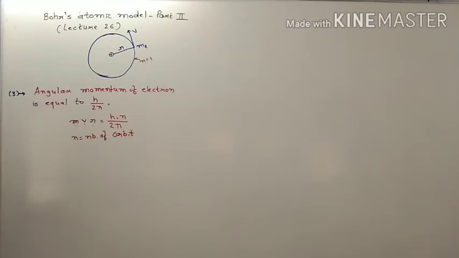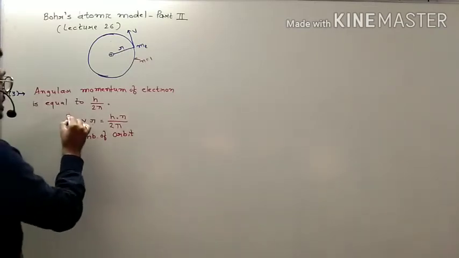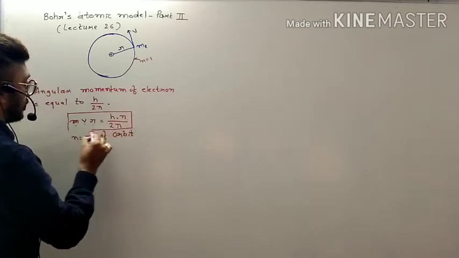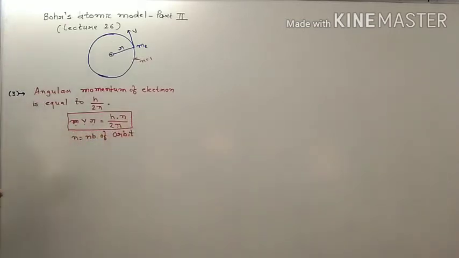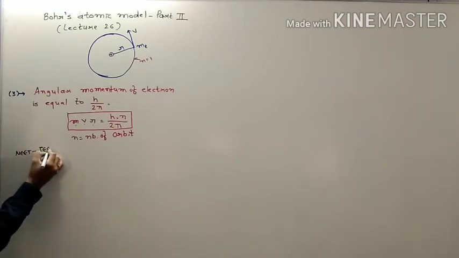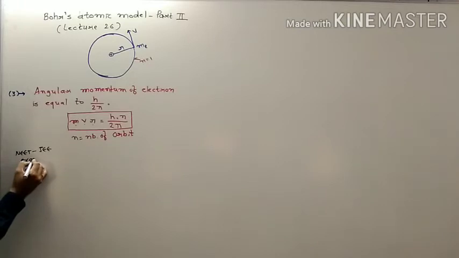Pi is equal to 3.14. So we have to remember this formula because it is very important for JEE and NEET: mvr is equal to nh upon 2 pi. Okay, now the first numerical of NEET and JEE on the basis of this formula.